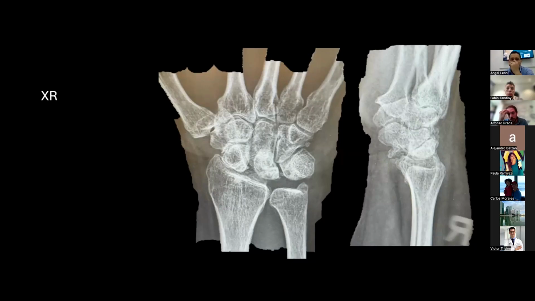Probably I would go for a CT scan to see if the lunate is fragmented or not, because I can see in the X-rays properly that the joint is not going well. So probably the CT scan gives me more information about the lunate bone and the position of all the bones, because I can see the scaphoid is flexed, and also the VISI deformity. So I would go for a CT scan probably. Thank you very much, Alfonso.